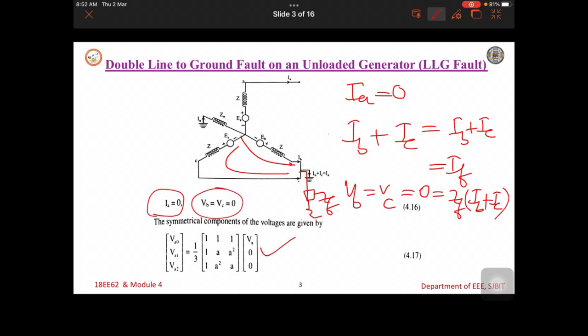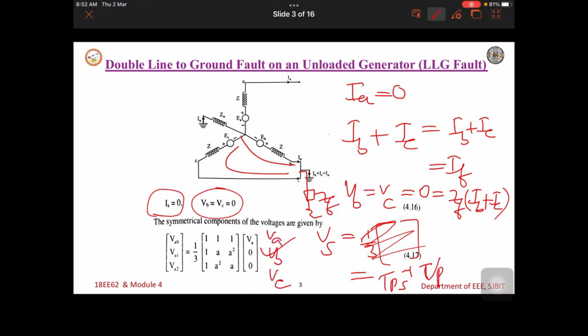The symmetrical components of voltages are given by Vs is equal to 1 by 3 of the matrix, that is T inverse into Vp. Vp is nothing but Va, Vb and Vc. Here Vb and Vc are zeros, Va is taken as it is.